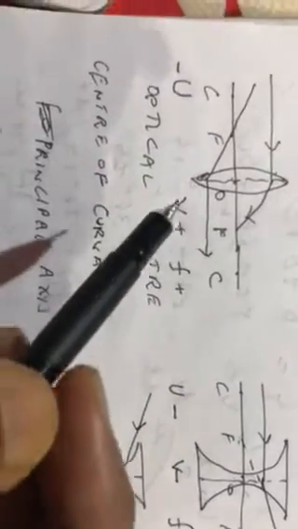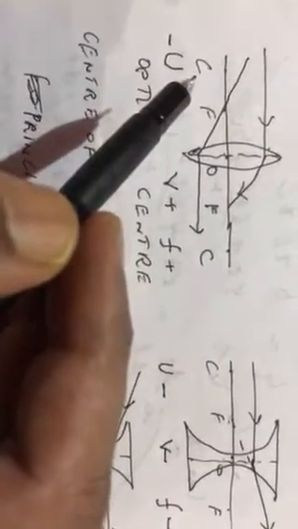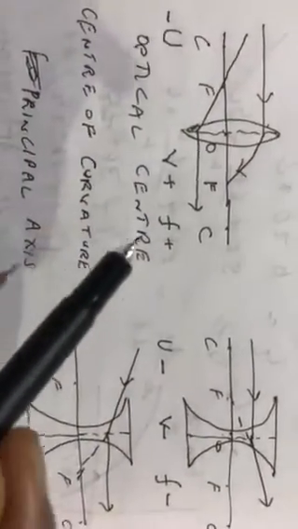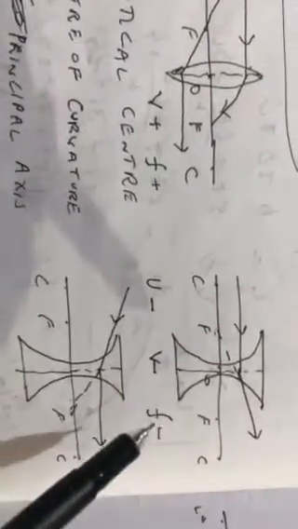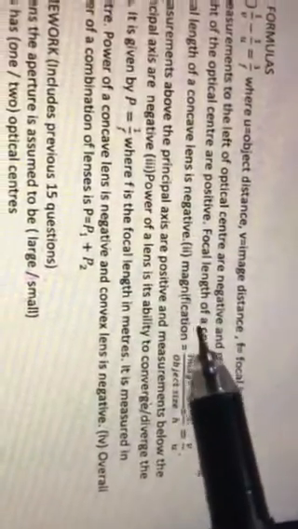So what was the thing we followed? That measurements to the left of the optical center are negative, measurements to the right are positive, focal length of convex is positive and focal length of concave is negative, right? Then let's come to point number 2.